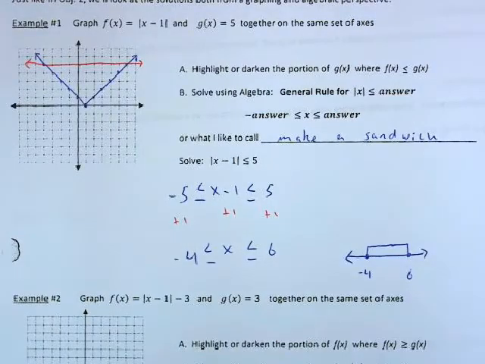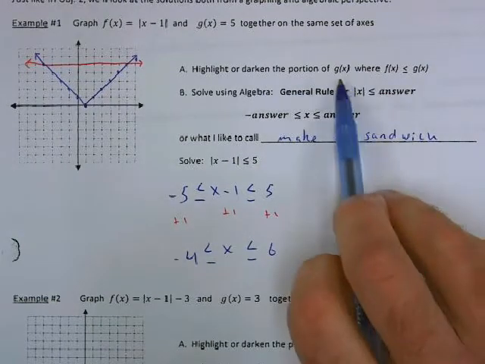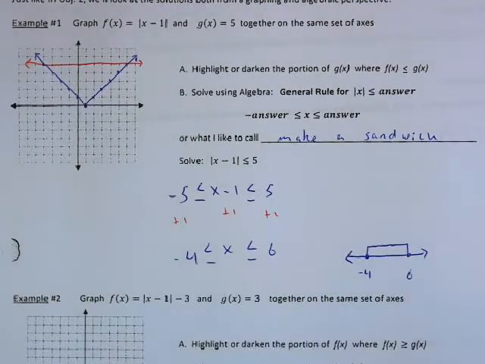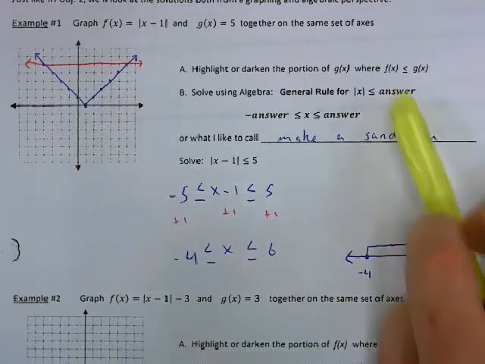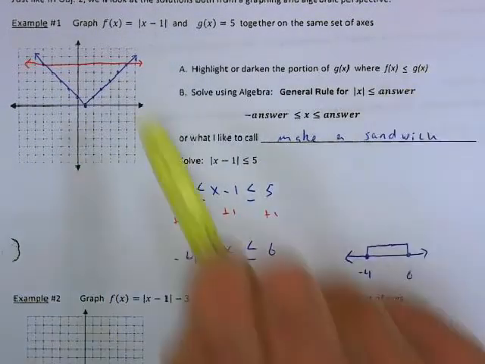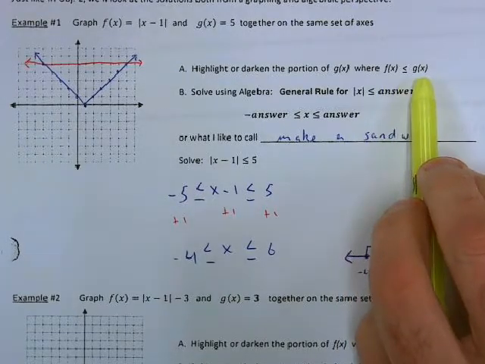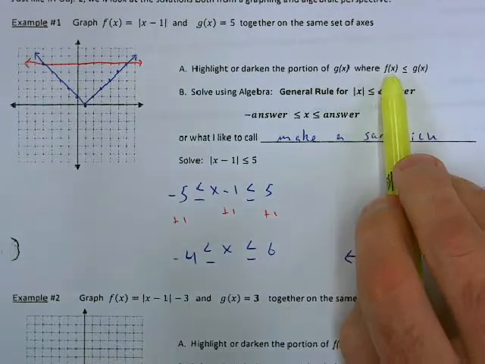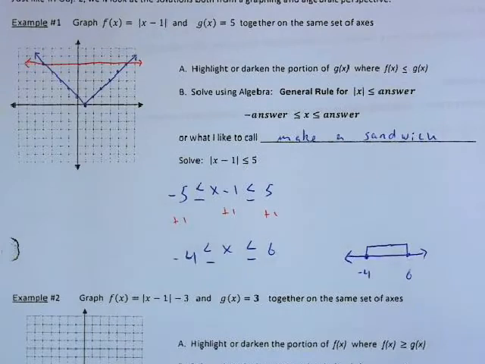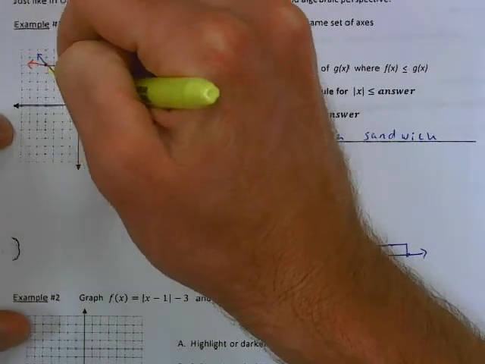Okay, and then they said highlight or darken the portion of g of x where f of x is less than g of x. Okay, now let's kind of translate that a little bit. Which graph is f of x? Well, f of x is my V, and then g of x is my line. So then where is my V less than my line? In other words, where is my V below my line? So that's what we want to highlight. So that's going to be this part of my graph here.